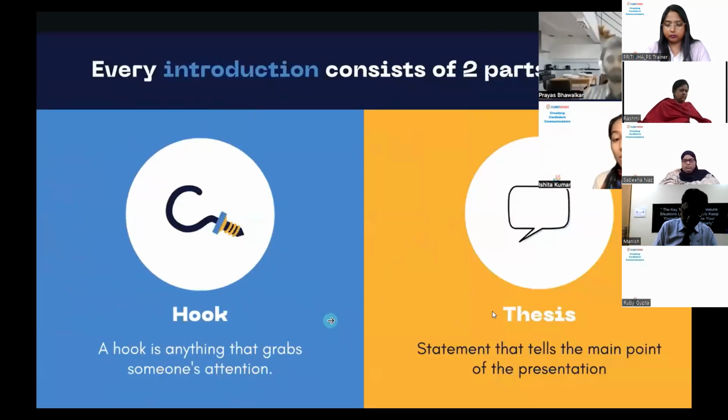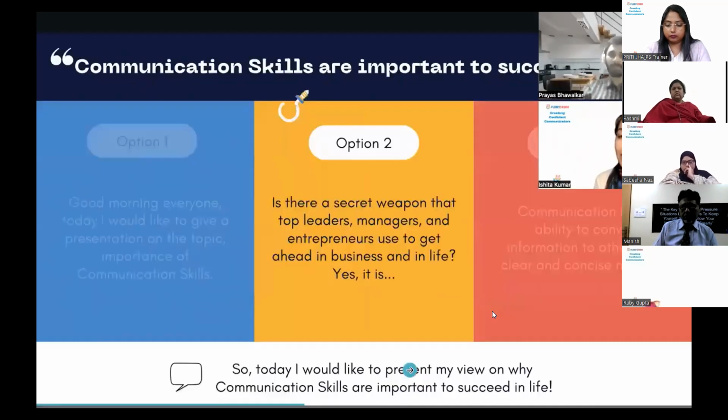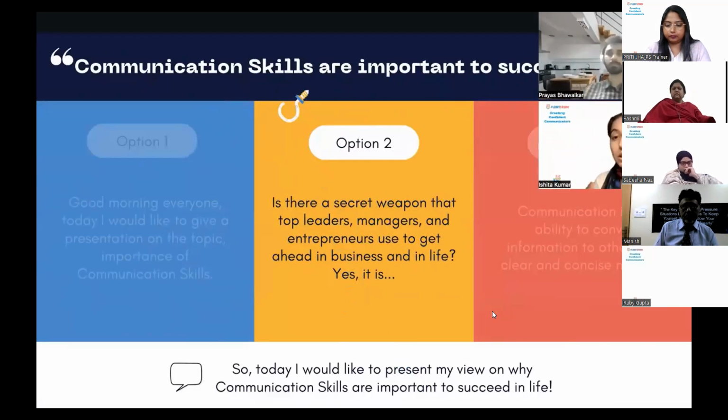Correct, right? So a hook is something that grabs attention, whereas what is a thesis? Can you read that out? Statement that tells the main point of the presentation. Exactly. Can you tell me what was the thesis statement that you saw in both those slides for personal branding? The two lines that we read at the last. Absolutely right. While say for the first one, option 2 was the hook, the two lines that followed it shared the thesis, that we are going to talk about communication skills today.